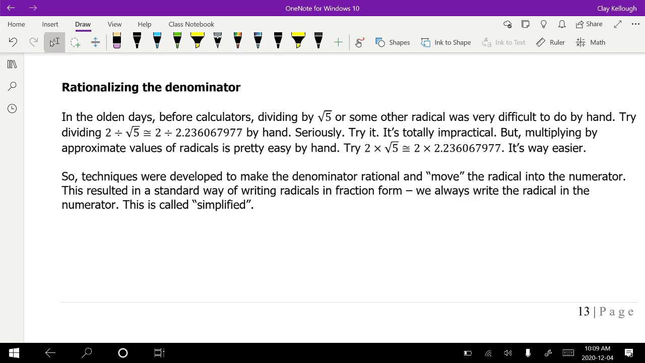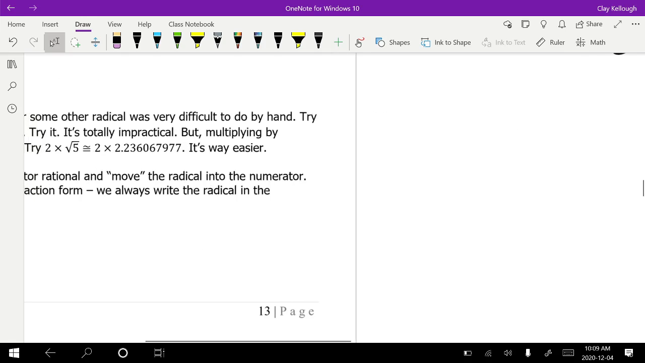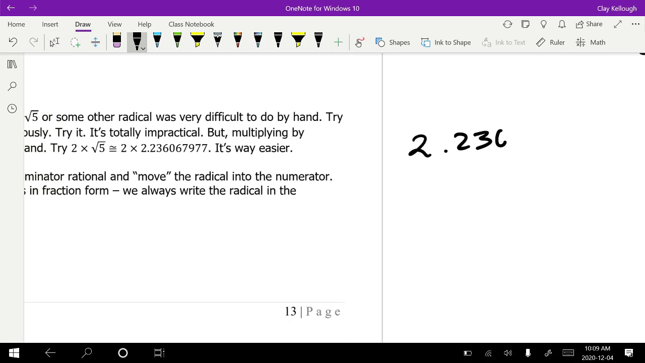What's 2 divided by the square root of 5? Well, how many decimals on the square root of 5 do you want to play with? There's what your calculator would spit out. Could you imagine trying to do that divide here? Let's just give it a go. Let's do it with 4 decimals. 2.236 into 2. Do you remember how to do stuff like that?